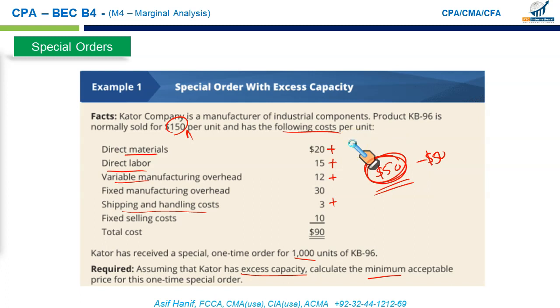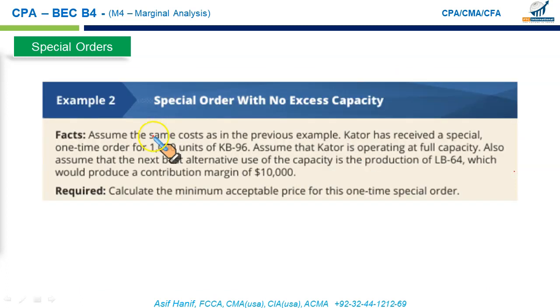per unit. But if you are operating at full capacity, assume that the same cost as in the previous example, Cater has received a special one-time order. This time there is no excess capacity. So we have received a special one-time order of 1000 units of KB96. Assume that Cater is operating at full capacity. Also assume that the next best alternative use of the capacity is the production of LB64, which would produce a contribution margin of $10,000.